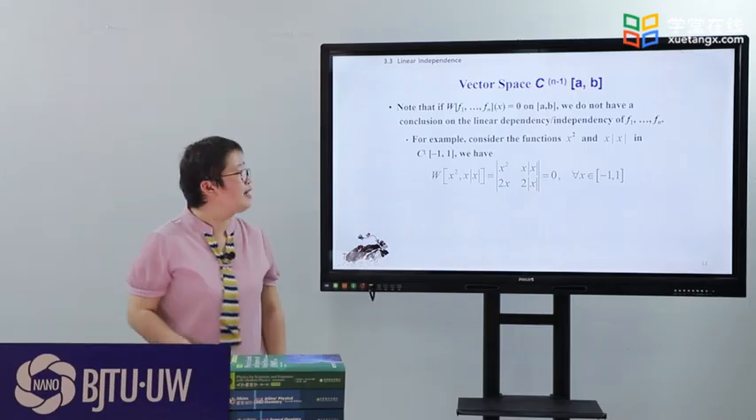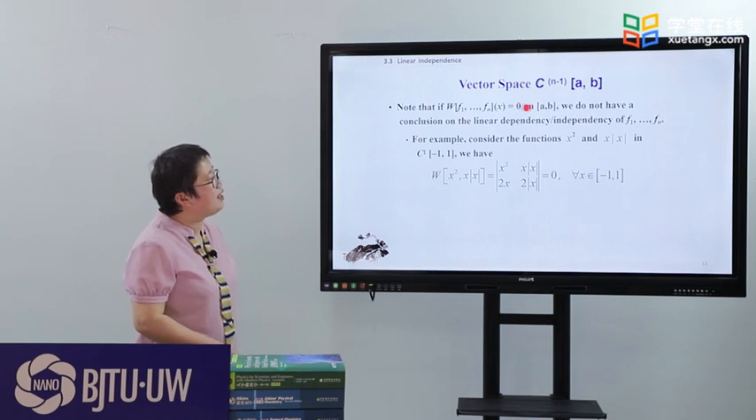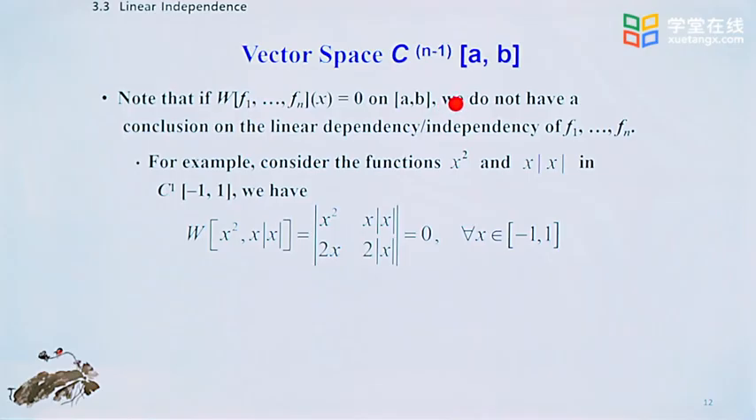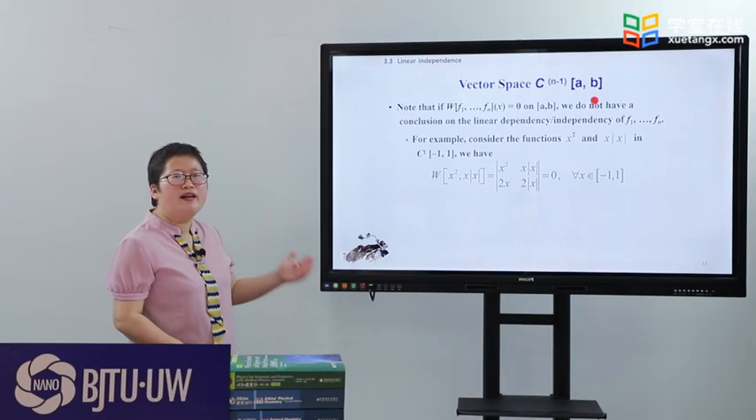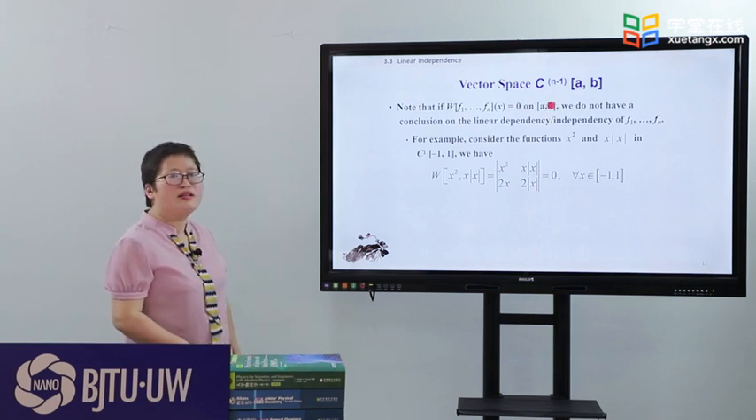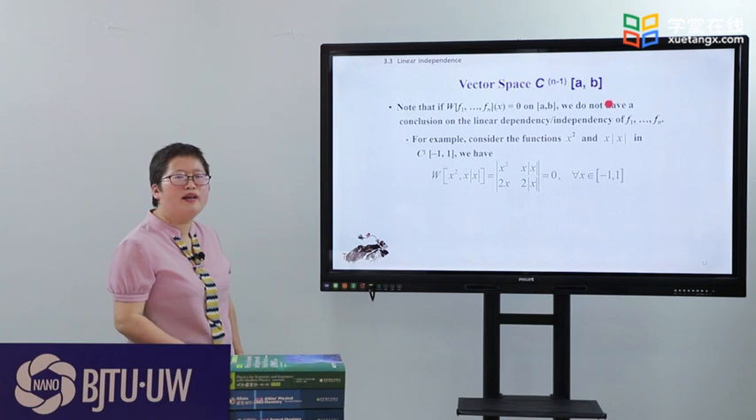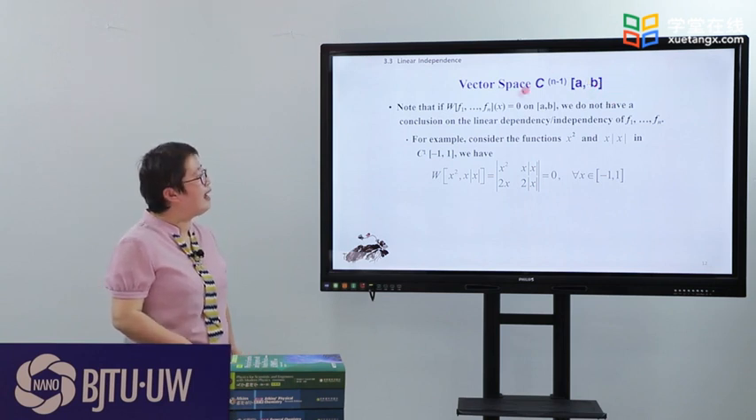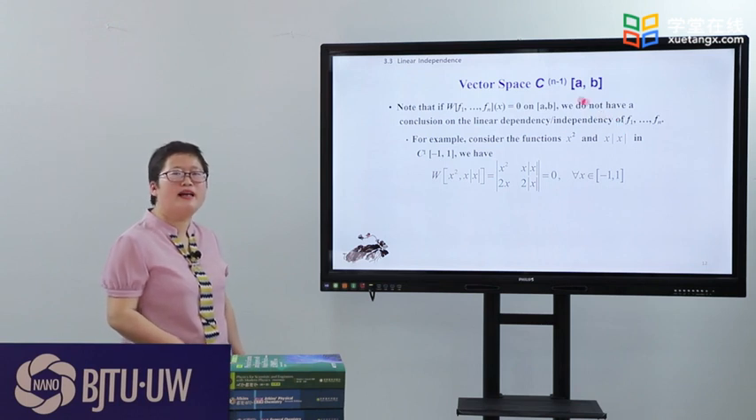And we should emphasize that if the Wronskian equals 0 on this closed interval a to b, we do not have a conclusion on the linear dependency or independency of f1 till fn, right? Because we only know that if they are linearly dependent, then the Wronskian equals 0 for every point on the closed interval a to b. However, on the other side, if this Wronskian equals 0 on the whole interval a to b, we cannot say they are linearly dependent, or we cannot say they are linearly independent.